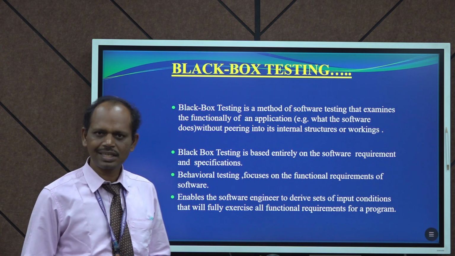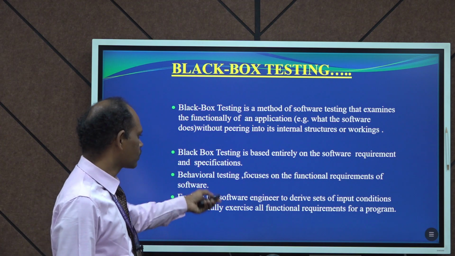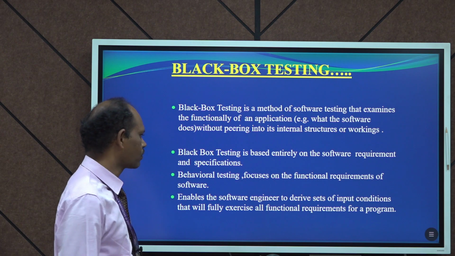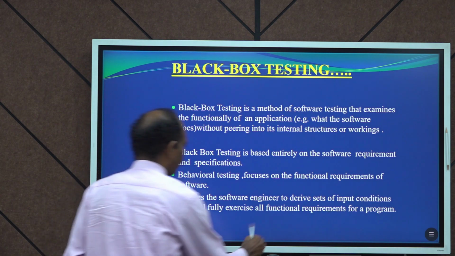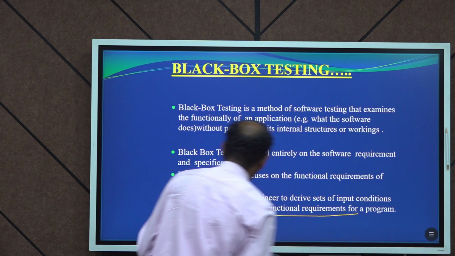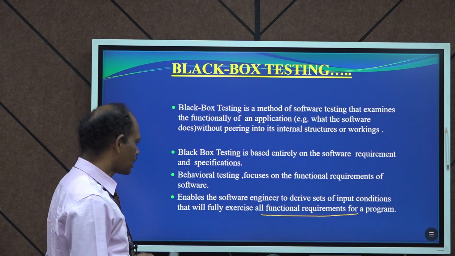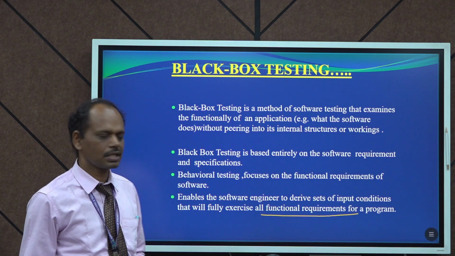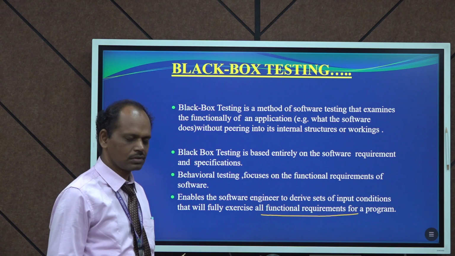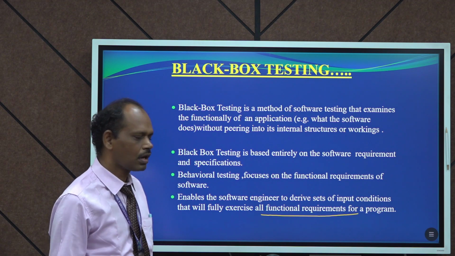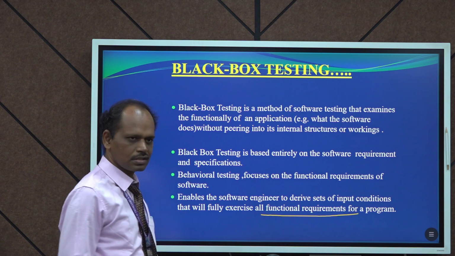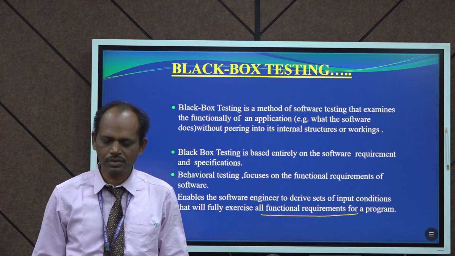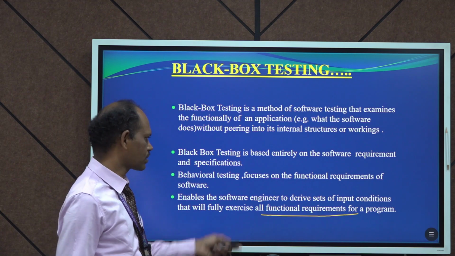Then black box testing enables the software engineer to derive sets of input domains, input conditions that will fully exercise all functional requirements. What does that mean? It will verify all the functional requirements of the program. That is the main aim of black box testing. As a software engineer, you check all possible conditions, all the working conditions or functional requirements of the program.